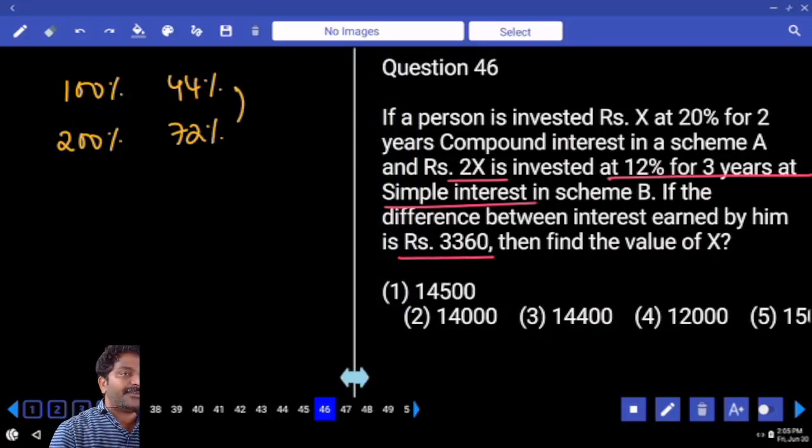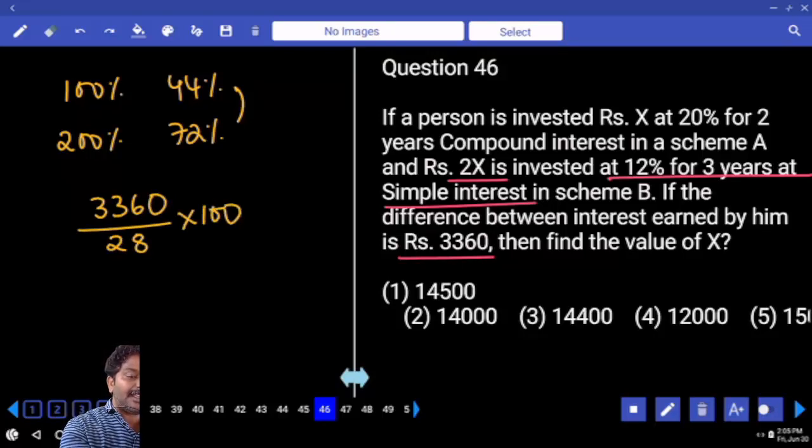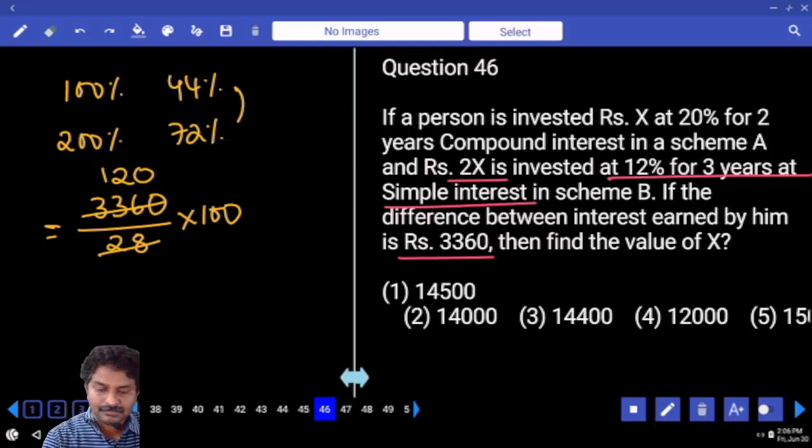How much is difference between these two? 28. So that means 3360 is equal to 28%, and we want to calculate X value, that is 100%. Correct? Right. So now 28 once 28, 56, 2 times 0, 12,000.